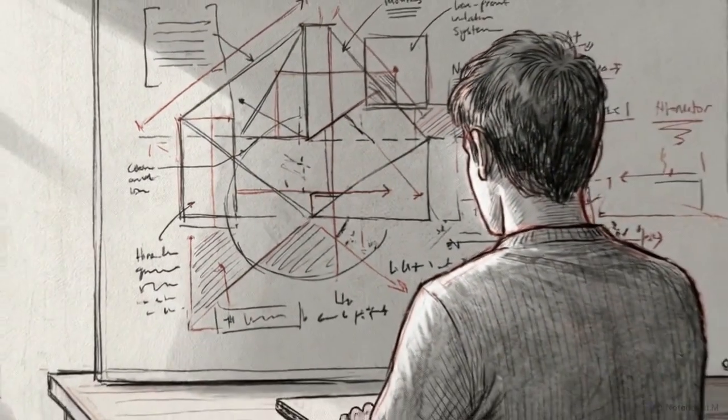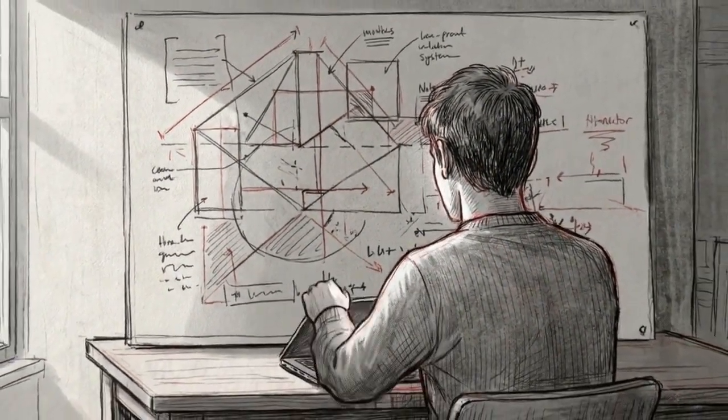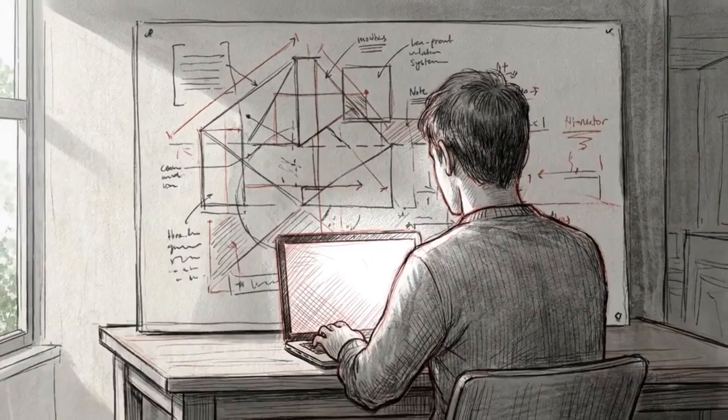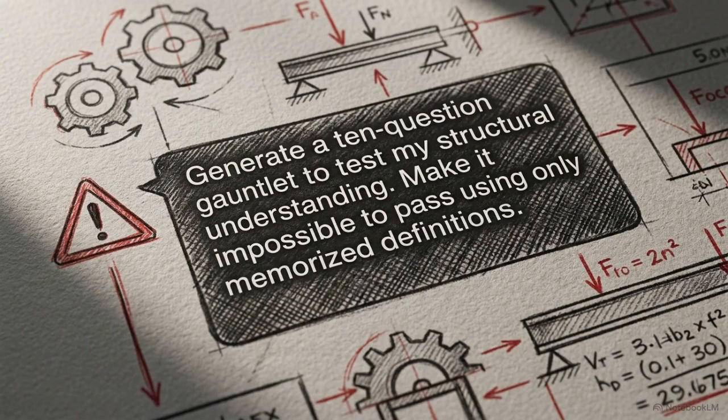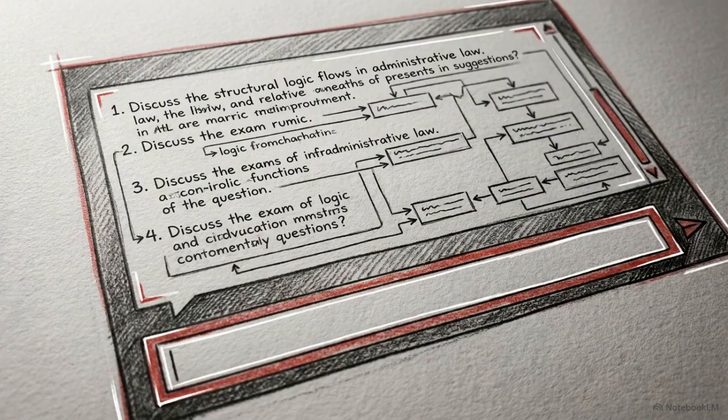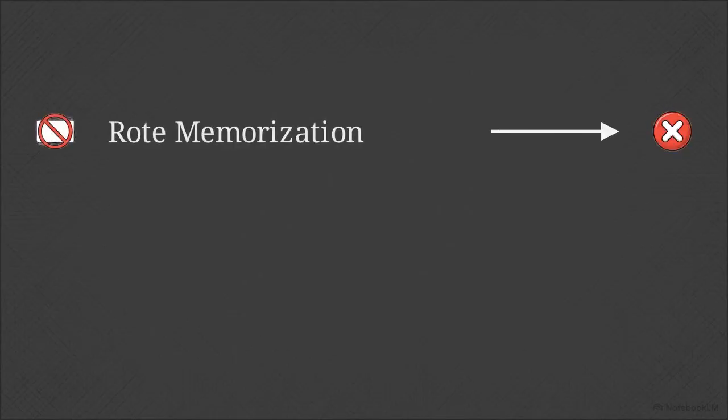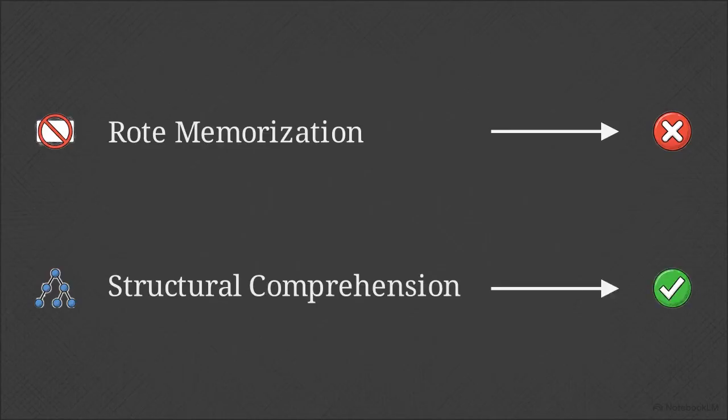Now, the dynamic changes. You move away from mapping knowledge and into an active phase of rigorous testing. Input prompt number 3. Generate a 10-question gauntlet to test my structural understanding. Make it impossible to pass using only memorized definitions. Do not ask the AI for the answers. For this to work, the AI must function strictly as the examiner. The proof of comprehension is being able to pass a test that renders simple memorization useless.